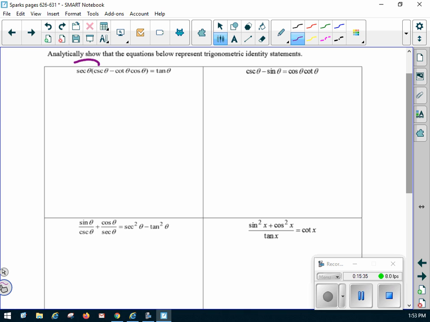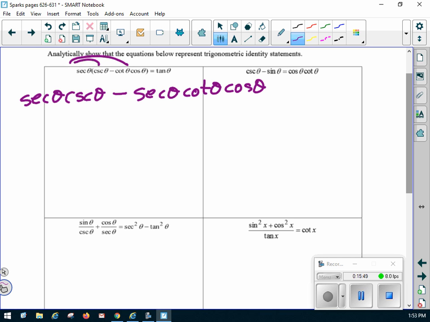So that's secant theta times cosecant theta minus secant theta times cotangent theta times cosine theta. Have we touched the right side? Have we crossed the Berlin Wall? No. We haven't done anything to the right, and we're not going to. What are we going to do? We're going to turn them into sines and cosines.